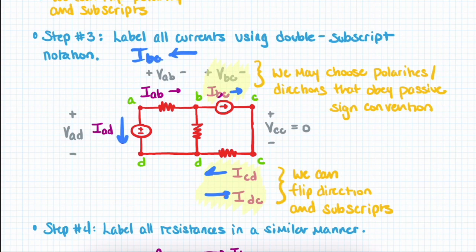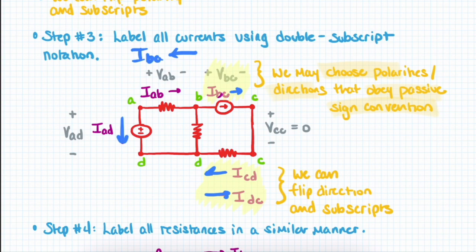So we know that we can choose the polarities and directions such that they obey the passive sign convention. So that's nice. Since we are defining what label is used to refer to the voltage across an element, and we are defining what label and direction is used to define the current through an object or an element, we can choose to obey the passive sign convention if we want to.